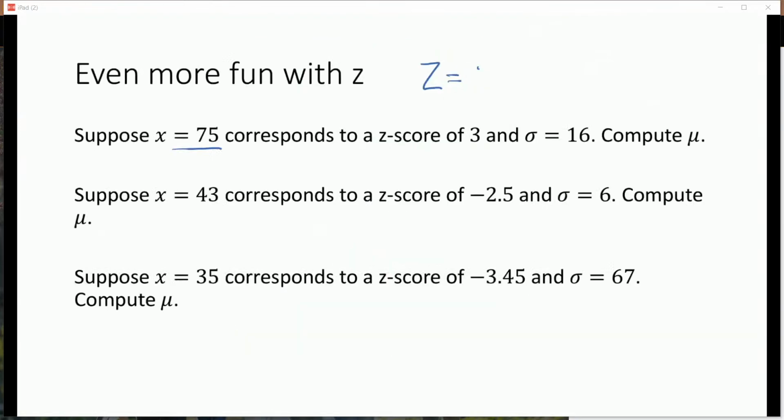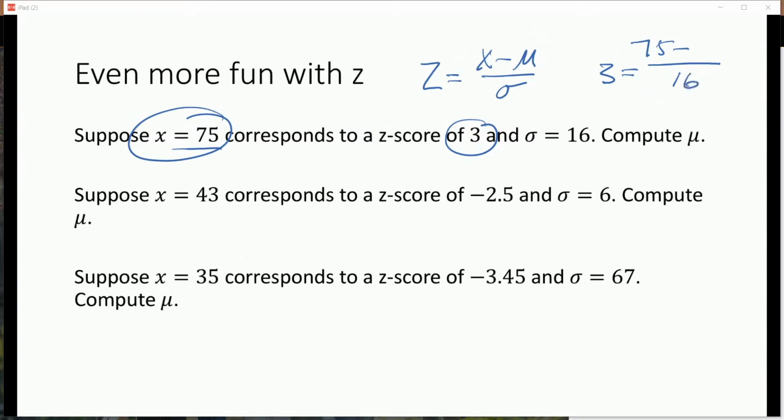Okay, so we have x minus the mean over the standard deviation. If we know x is equal to 75, we know the z-score is 3 and sigma is 16, and we want to know what the mean is, we could do that using algebra. And just to prove it to you, let's go ahead and do this one. So multiply both sides by 16, and you get 48 is 75 minus the mean.